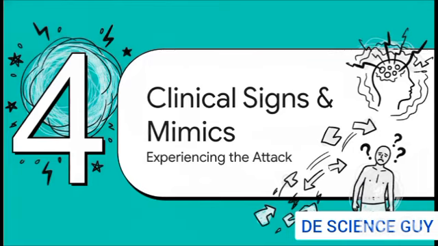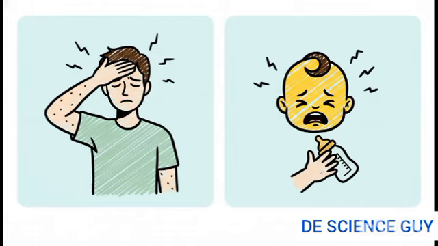Which brings us to Section 4, Clinical Signs and Mimics, Experiencing the Attack. The clinical presentation can actually look drastically different depending on how old you are. Adults usually experience a severe headache, a really profound sensitivity to light, that's photophobia, and extreme neck rigidity. Doctors will actually look for specific positive meningeal signs, like the Kernig and Brudzinski signs. And if the infection is caused by Neisseria meningitis, you might even see a purpuric rash, which looks like tiny red or purple spots on the skin.